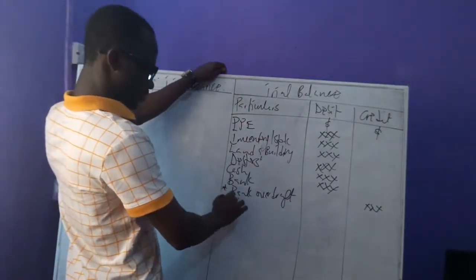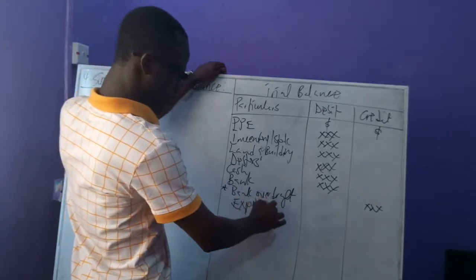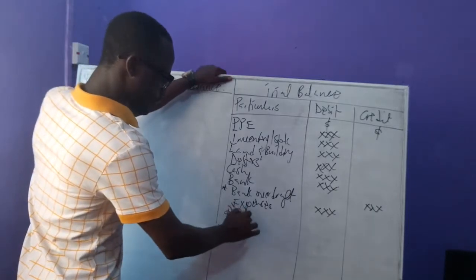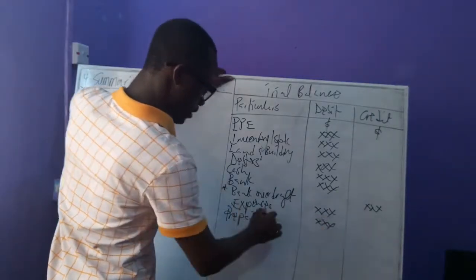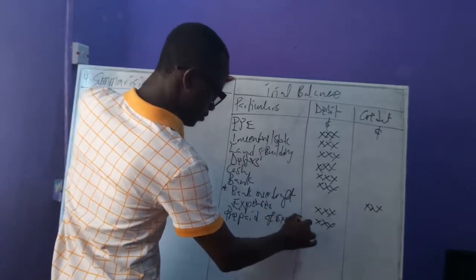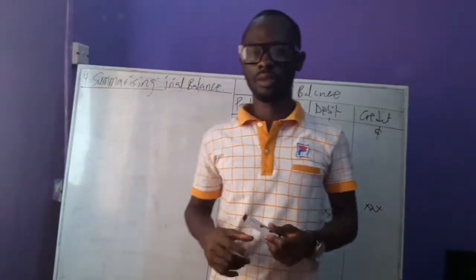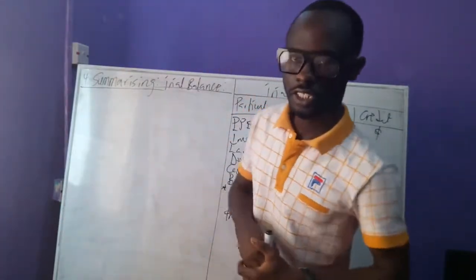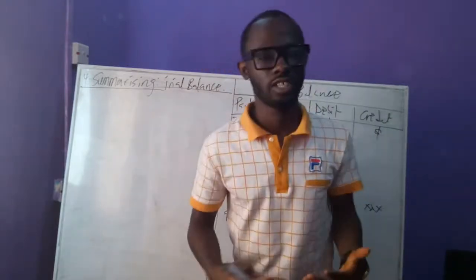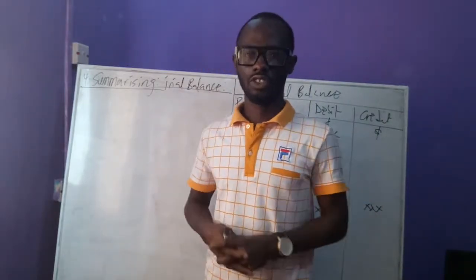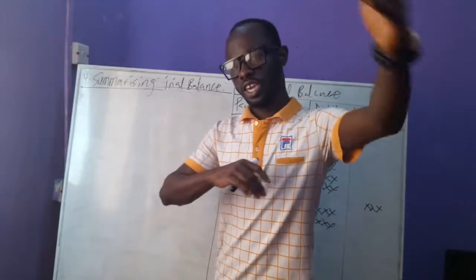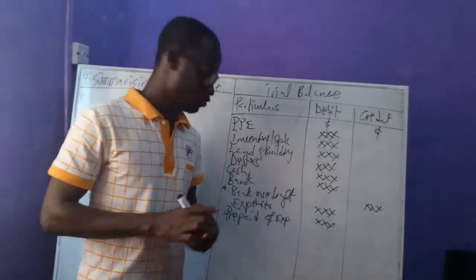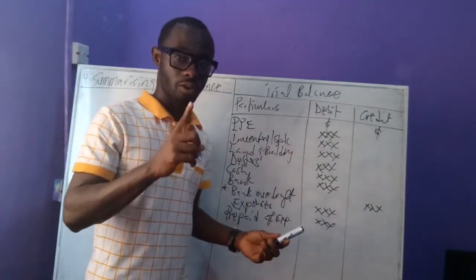All expenses keep debit balance. Prepaid expenses, debit balance. Now when we say prepaid expenses, what does that mean? It means you've paid more than what you're supposed to pay. So for instance, if you've paid 5 years' rent in advance, and you are just in the first year, then the 4 years becomes what? A prepaid. That is an asset to you, okay? So it has a debit balance. Very, very important. These things are very, very important.